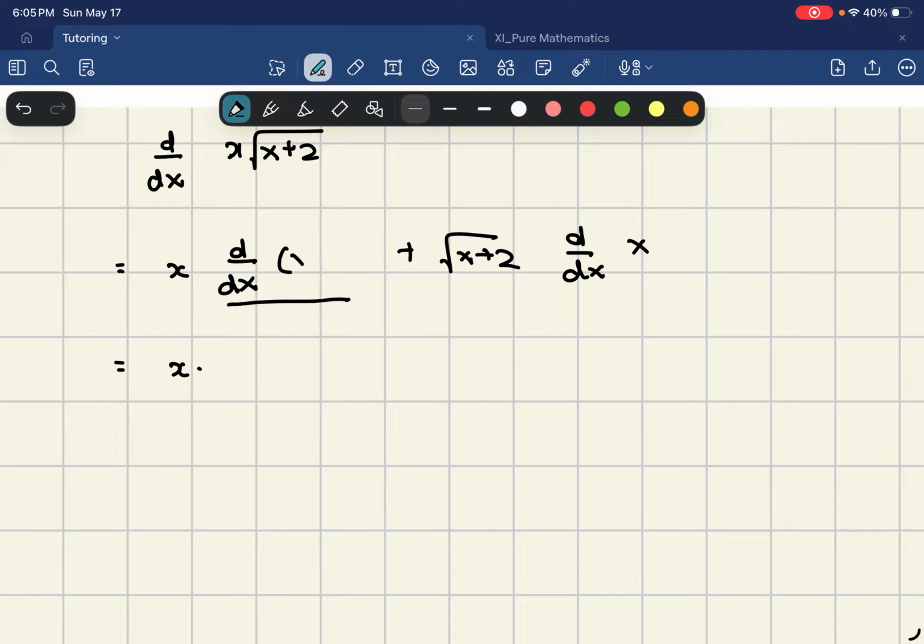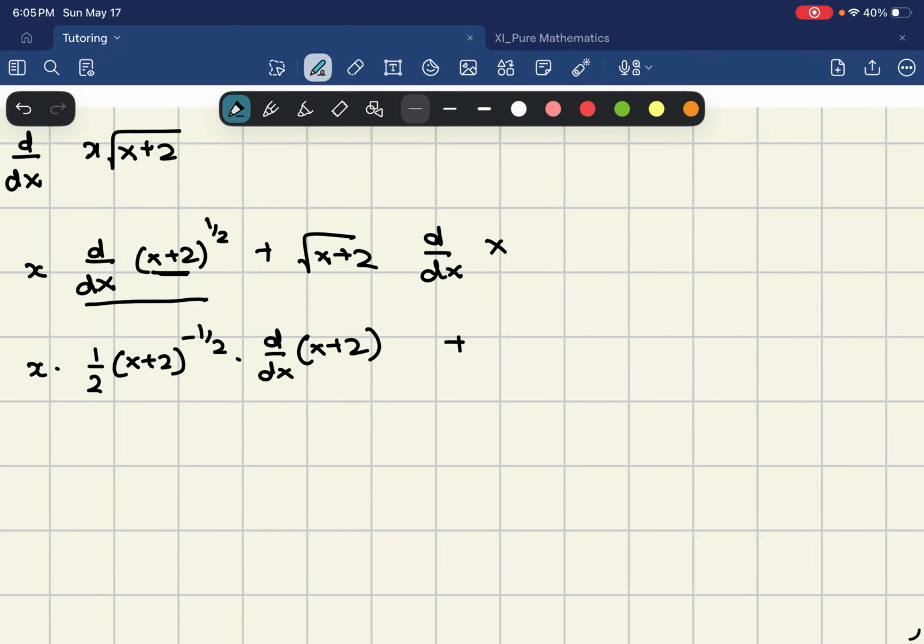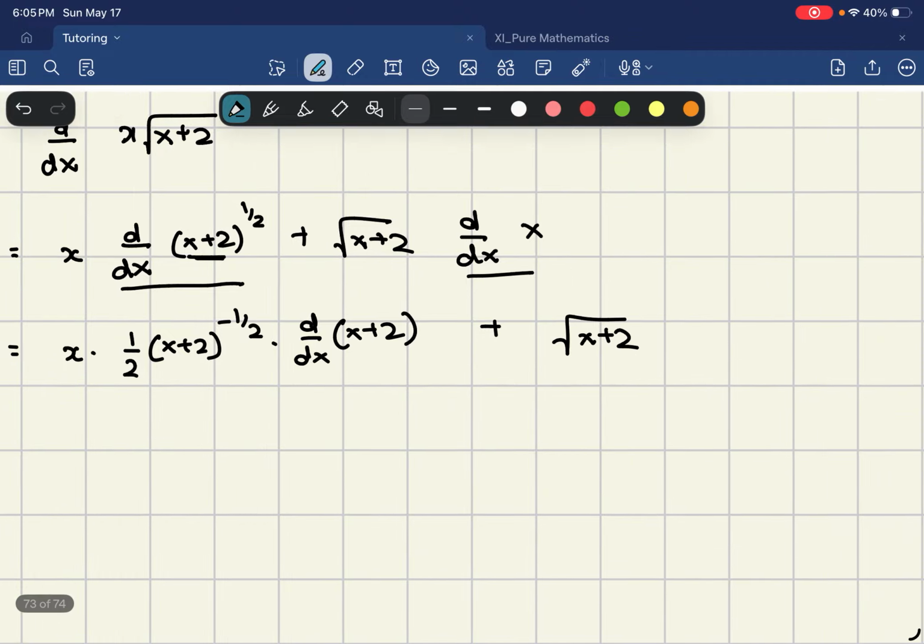So the differentiation of this uses the chain rule, right? I can write this as (x plus 2) to the power half. And when I differentiate, I get half (x plus 2) to the power minus 1 by 2 times d by dx of x plus 2. So that is the derivative. Plus d by dx of x is just 1, so we're just going to have square root of x plus 2 left here.